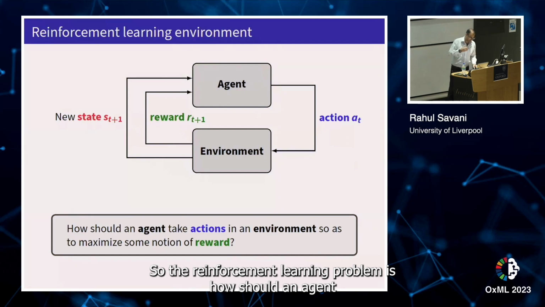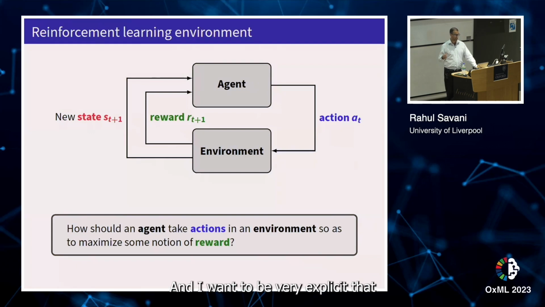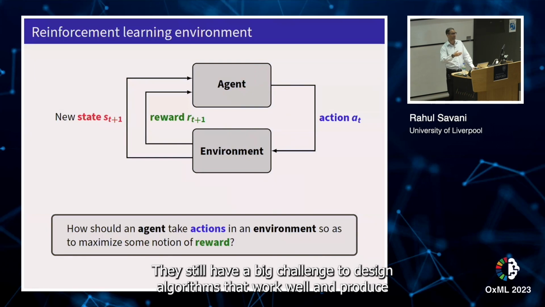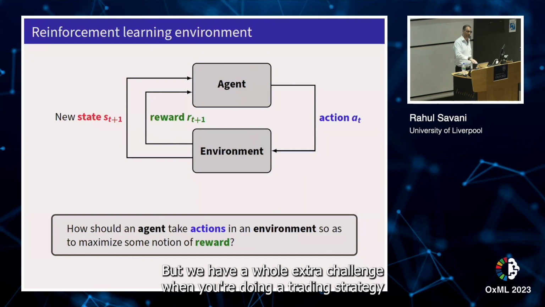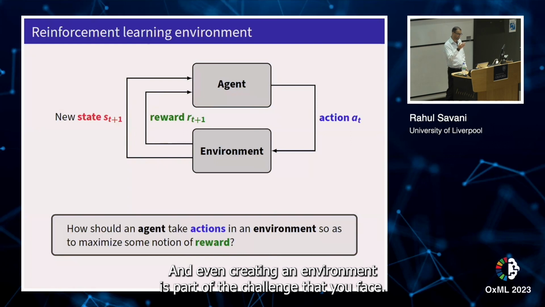So the reinforcement learning problem is, how should an agent take actions in an environment so as to maximize some notion of reward? And I want to be very explicit that when DeepMind does Atari or something, the environment's kind of already there. They still have a big challenge to design algorithms that work well and produce good agents, but we have a whole extra challenge when you're doing trading strategy development. You actually have to do your testing and evaluation effectively, and even creating an environment is part of the challenge that you face.